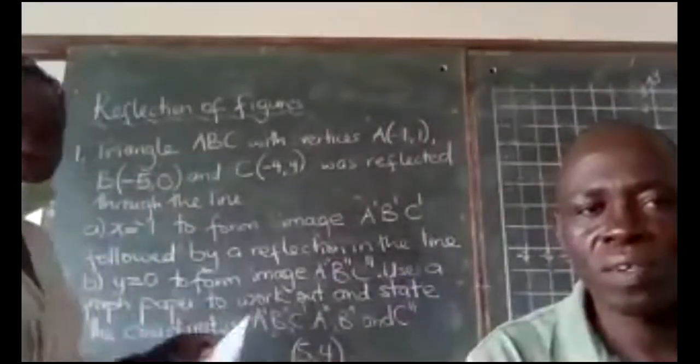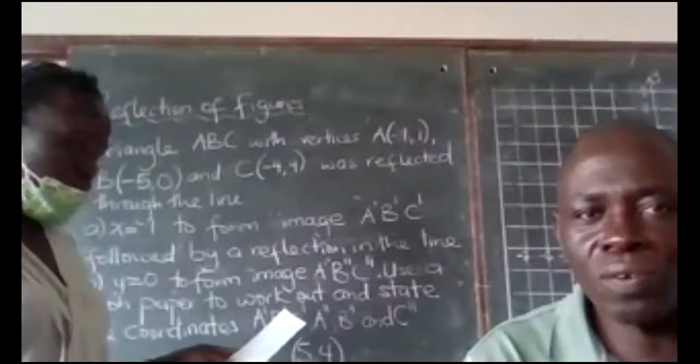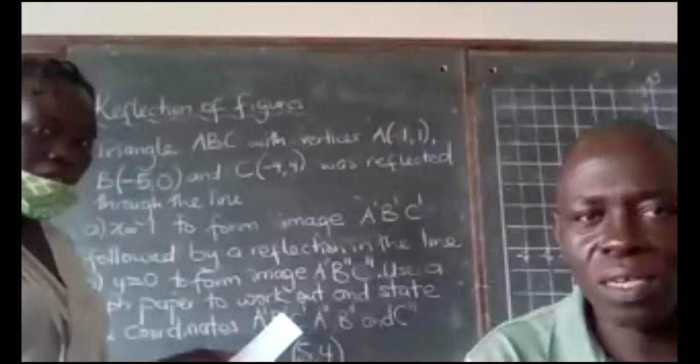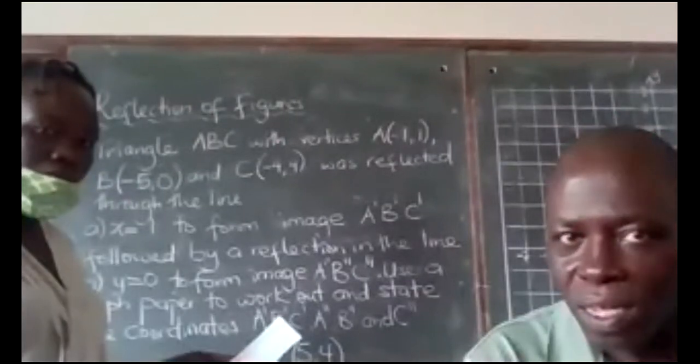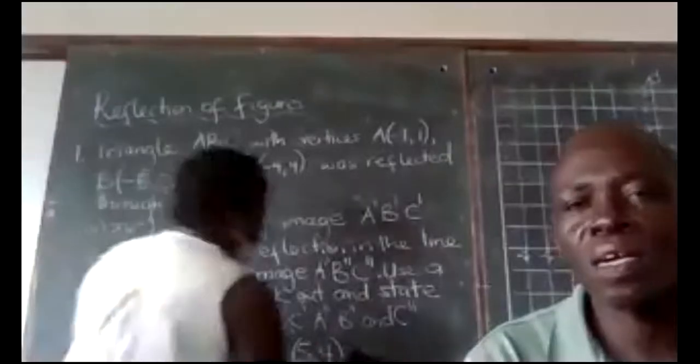Then D prime, someone else. Daisy. D prime is -2, 3. -2, 3. Good.